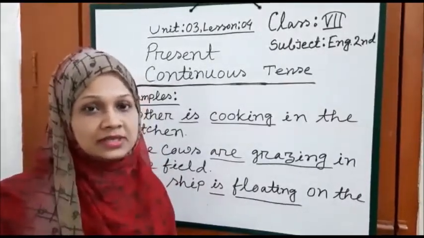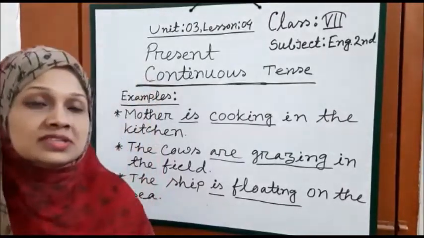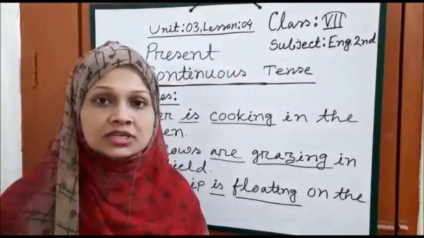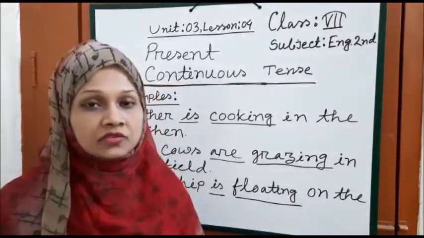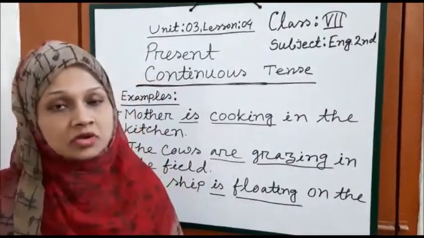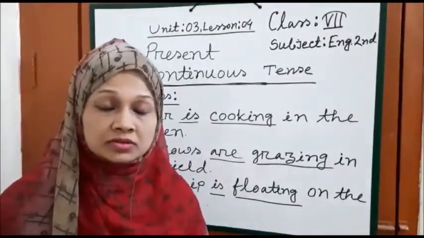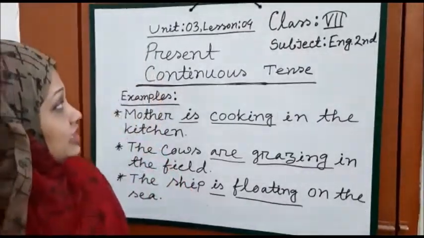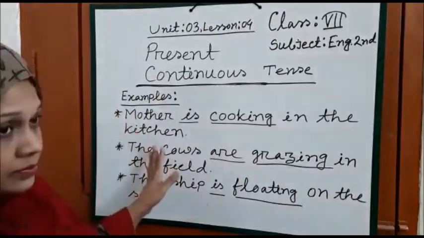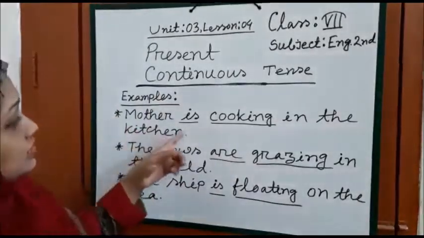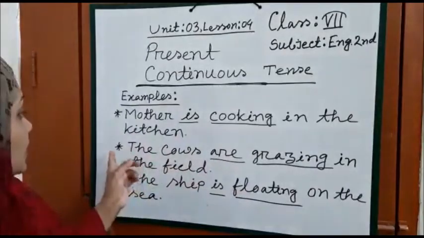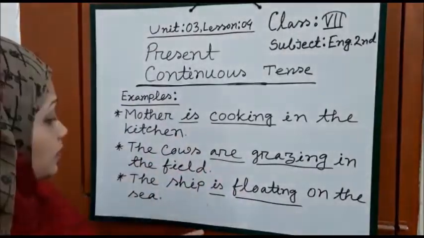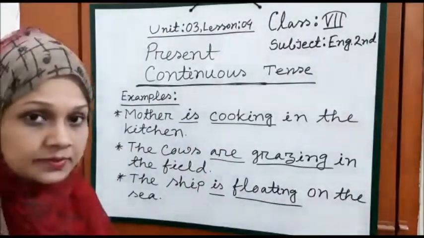I am also fine. Today I am going to teach you from your English grammar and composition book, unit 3, lesson 4 and 5: present continuous tense and present continuous tense indicating a future action. At first I am going to show you some examples, just like: mother is cooking in the kitchen, the cows are grazing in the field, the ship is floating on the sea.